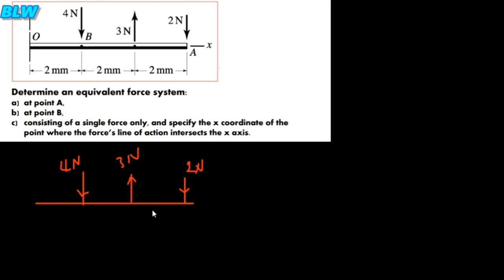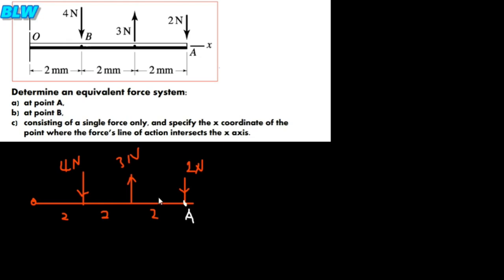So the distance here is 2, here is also 2, and then here is also 2 from point O. Okay, so now he said I should find an equivalent force system at point A. And you see this is point A, and that's where this force is acting directly. So I can put my point here and name it point A. So this is what we should find: an equivalent force system at point A.